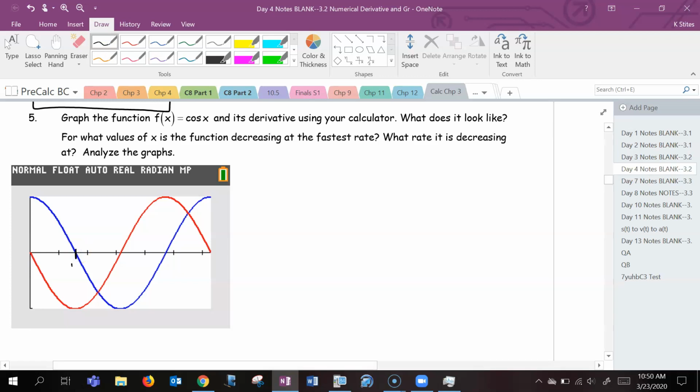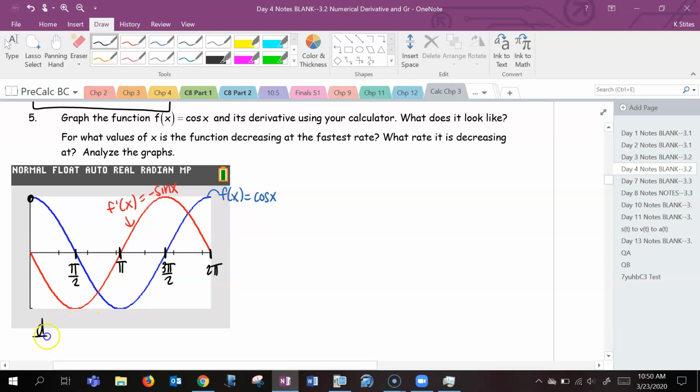This is going to be pi over 2 and pi and 3 pi over 2 and 2 pi. Okay. Cosine we know is our blue. And the red is f prime, and we should recognize that graph. It is a negative sine curve, right? Because it's going down first.